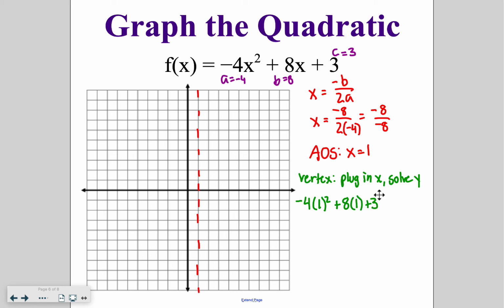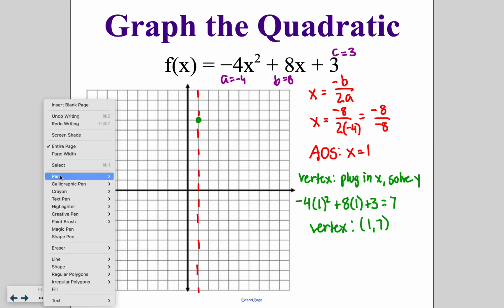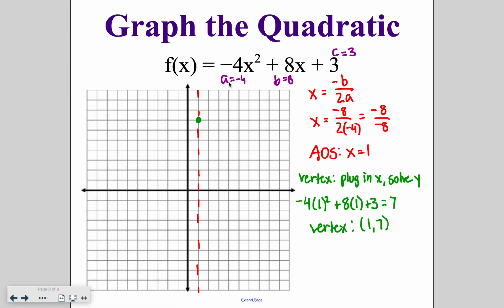When you plug that into your calculator, you are going to get an answer of 7. So your vertex point is at 1, 7. So we're going to go 1 to the right and 7 up. Then once again, we want to make sure that we know our graph is headed in the right direction. So that negative sign tells us that all of our points are going to be below because it's going to open down. The negative means we're going upside down.